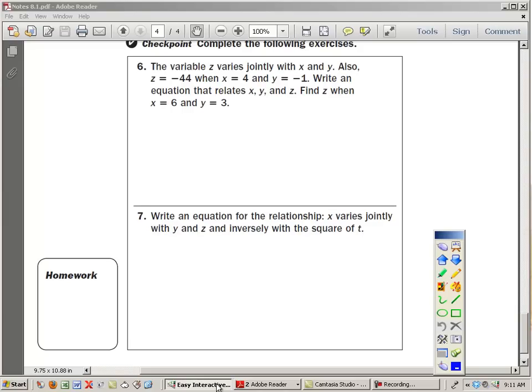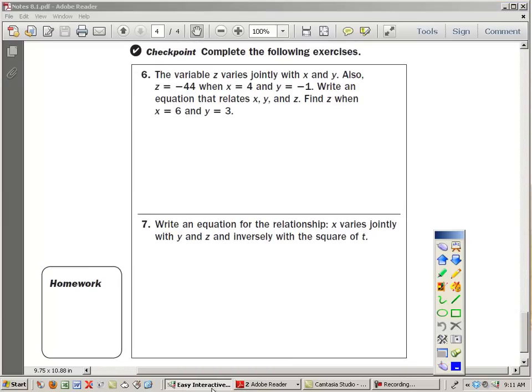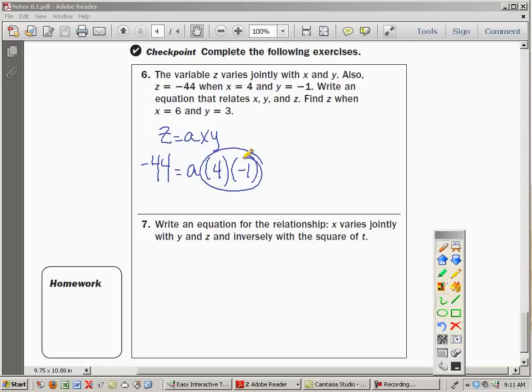All right, so z varies jointly with x and y. So we get z is equal to axy. Also, z equals negative 44 when x is 4 and y is negative 1. So write an equation that relates x, y, and z, and then find z. So we first have to find our a value. This is negative 4a, so we're going to divide by negative 4. And I get a is equal to 11. So my joint variation equation becomes z equals 11xy.